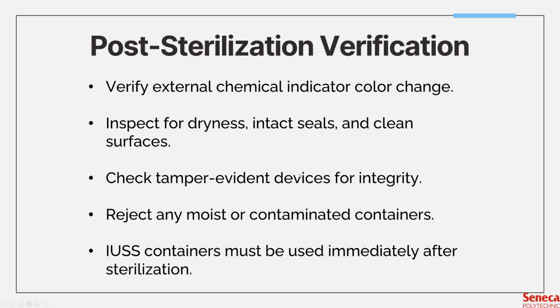So, post-sterilization verification. After sterilization, verification begins before any storage or use. You have to check that the external chemical indicator has changed appropriately. You have to inspect the container surface, make sure that it's clean, dry, and free from moisture or any mist residues. You have to examine all tamper-evident seals to confirm they are intact and unbroken. If a container is moist or has any broken tamper-evident seals, it must be reprocessed immediately. You never wipe down moisture or reuse them.